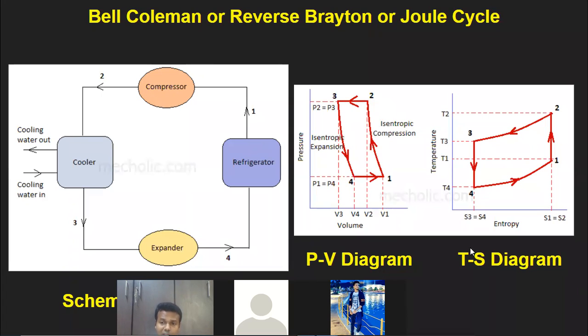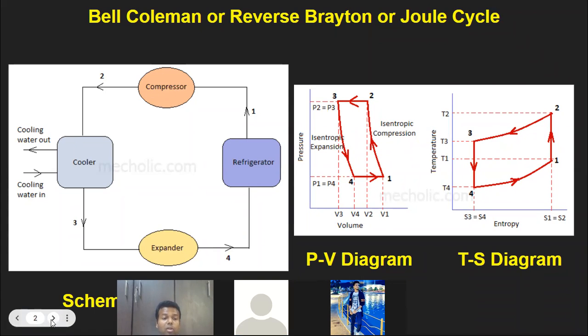Now see, in the TS diagram, you can see that T2 is greater than T3. T2 is the initial temperature, and T3 is the temperature after cooling. So T2 will reduce to T3. T2 is the inlet of the cooler, and T3 is the outlet of the cooler. Obviously, since it is a cooler, it will cool it, so we get temperature T3 less than T2, as you can see in the diagram. That means T2 is greater than T3, right? So what is the change in temperature? It is T2 minus T3.